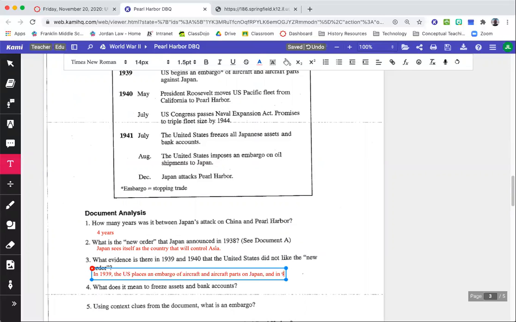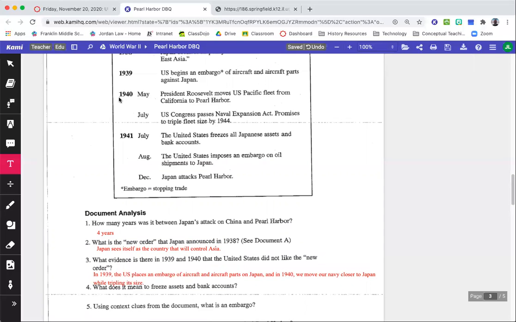And in 1940, we move our Navy closer to Japan while tripling its size. Okay, and again, the tripling of the size is going to be passed in 1940, but it won't actually be accomplished until 1944. Okay, obviously, they need time to build the ships and things like that.